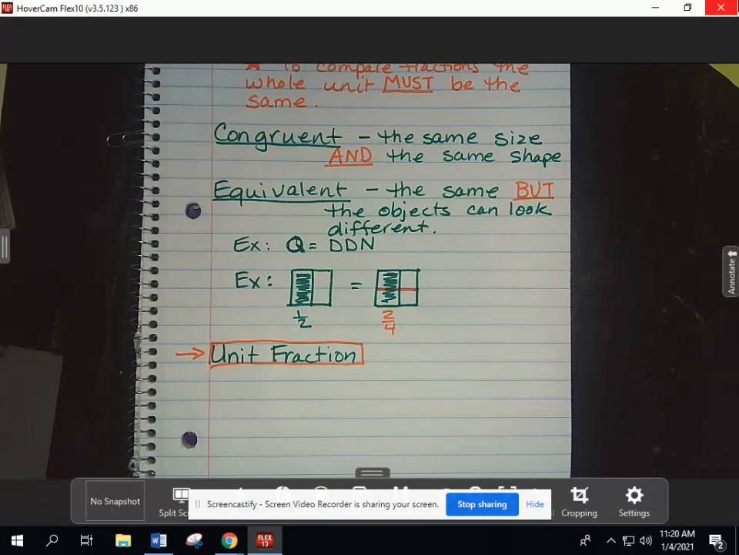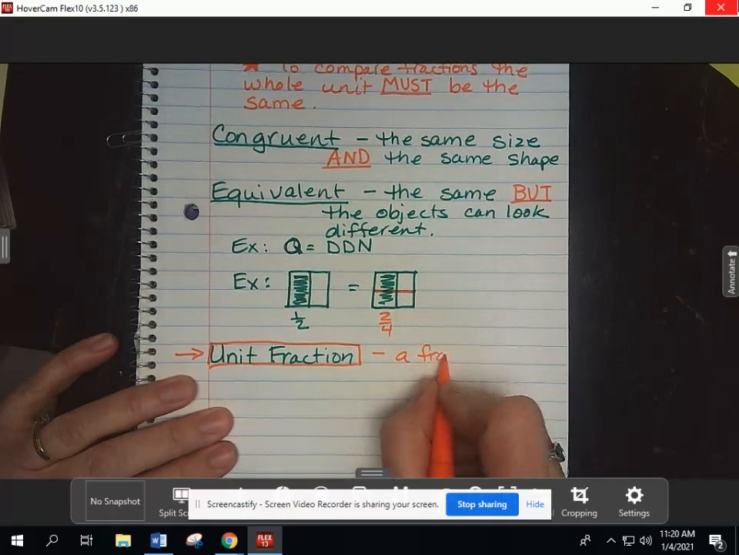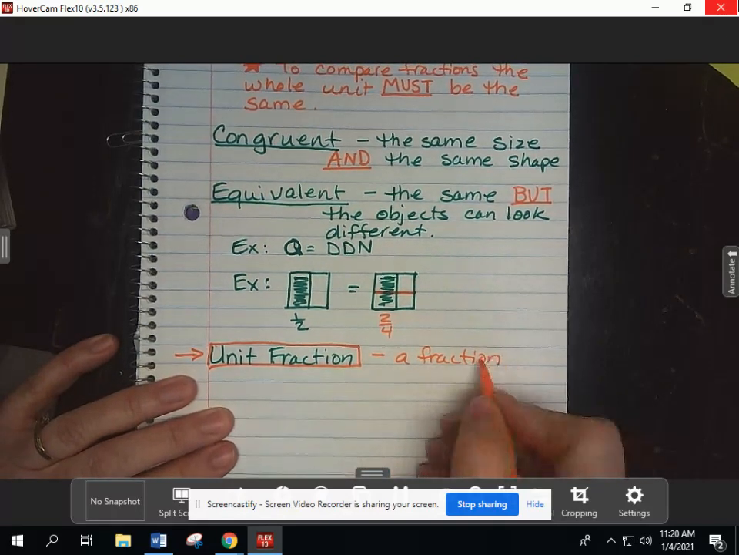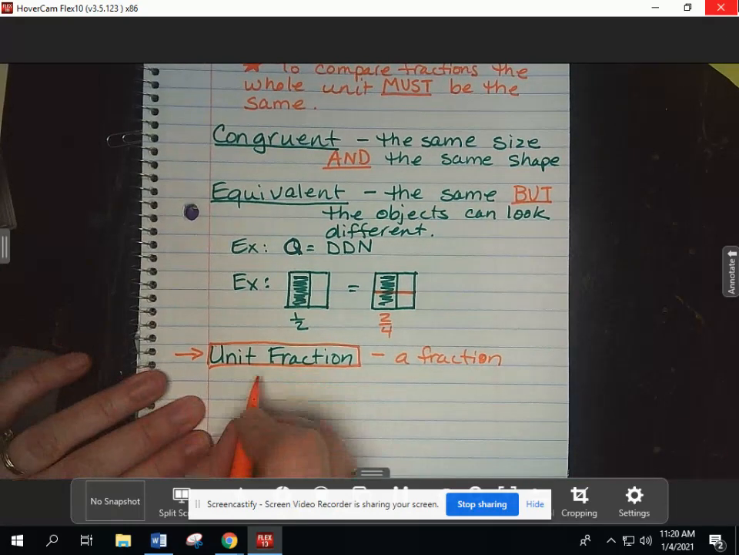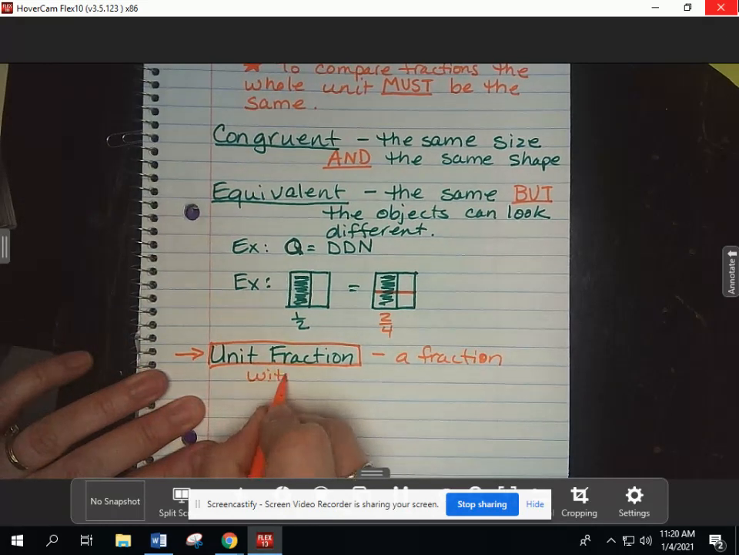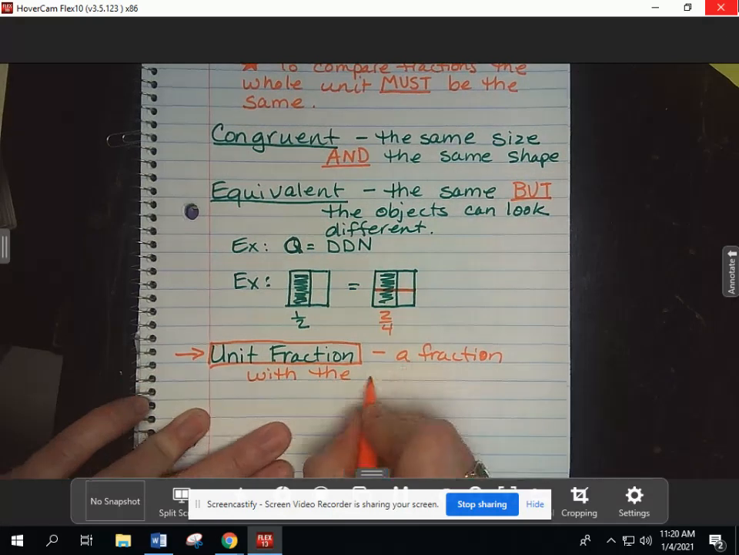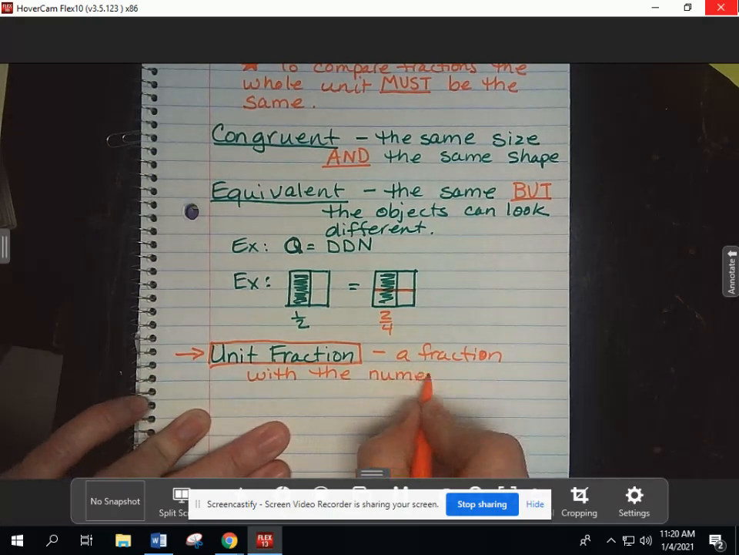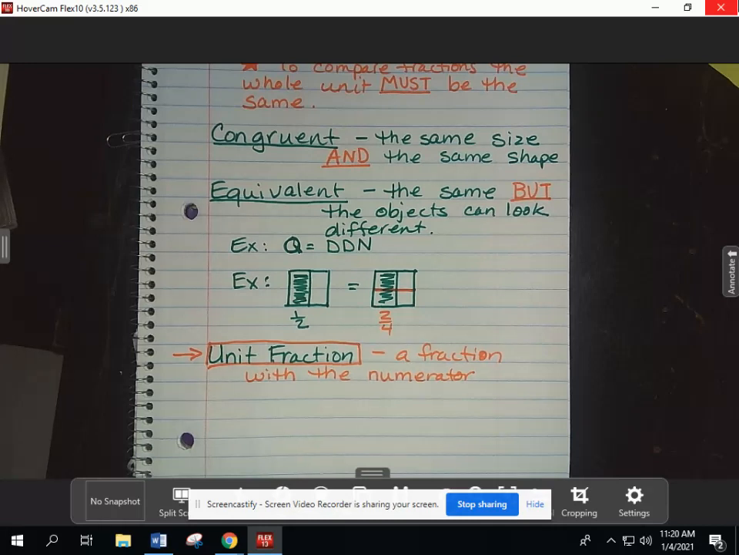Okay, so first of all, it is a fraction, right? So write that down. It's a fraction with the numerator. Have you ever heard of that word before? Give me a thumbs up if you've heard that word before. Oh, goodness. Almost everybody has a thumbs up.